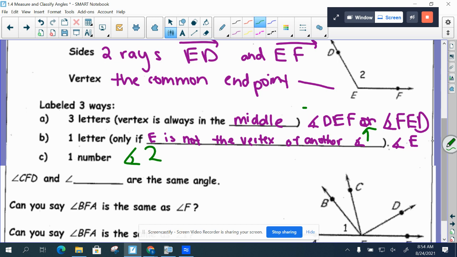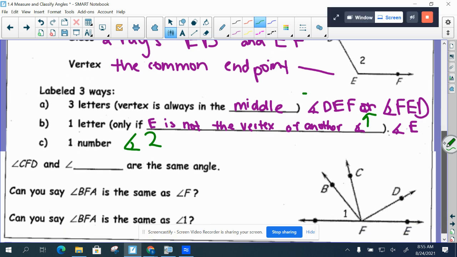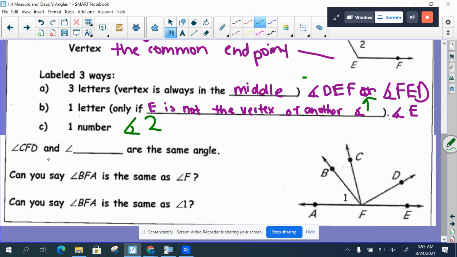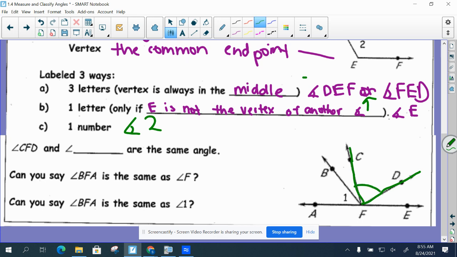Okay, so here, I think these questions are referring to this diagram. Angle CFD. To read this, we go from C to F to D in that order to figure out what angle we're talking about. So if you need to, you can trace over what angle you're talking about. So we're talking about this angle here. In other words, what's another name for this angle?